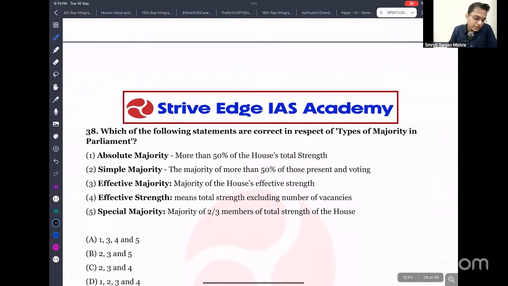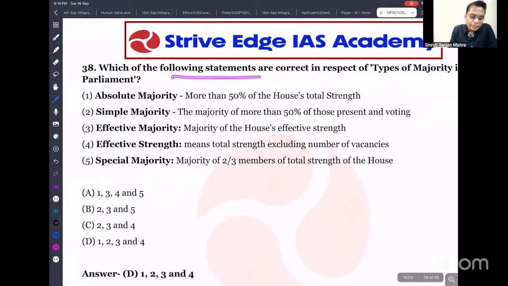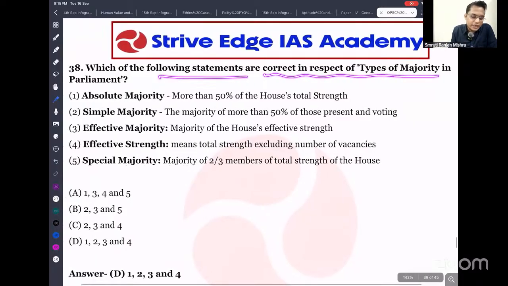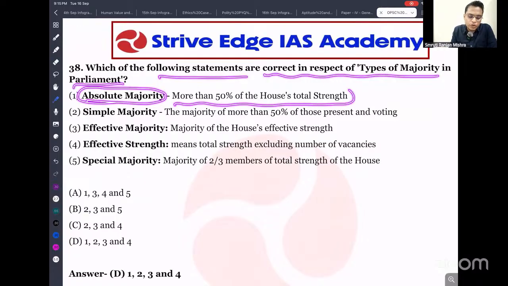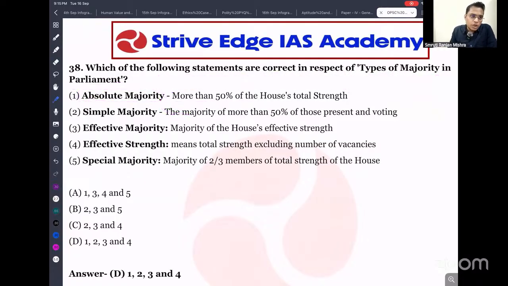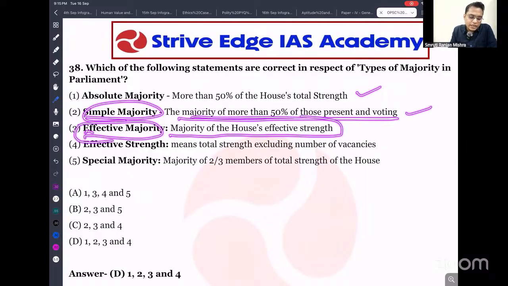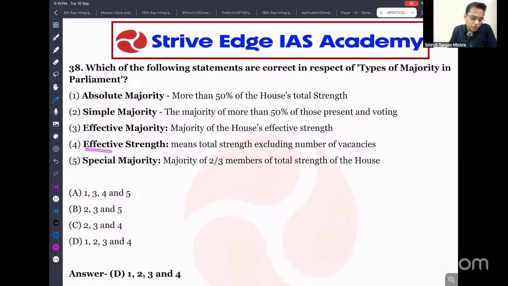So listen very carefully. It is very important for your upcoming examination also. Which of the following statements are correct regarding types of majority? Absolute majority is more than 50% of the total strength of the House. Simple majority is more than 50% of those present and voting. So it's right, it is correct. Effective majority is the majority of the effective strength. Effective strength means the total strength excluding the number of vacancies. Yes, this is also correct.